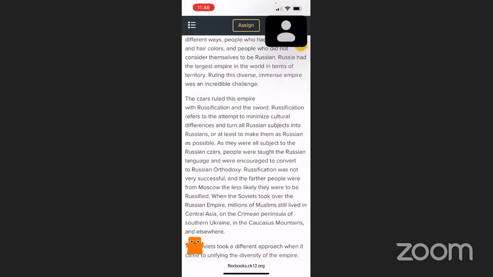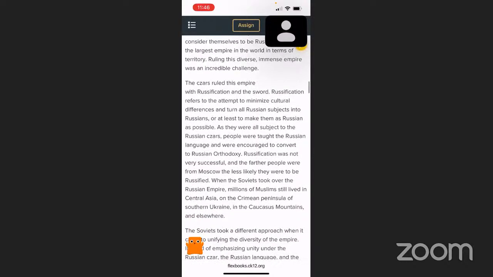Okay. Can you read this one? The Tsars ruled this empire with Russification and the sword. Russification was an attempt to minimize cultural differences and turn all Russian subjects into Russians, or at least to make them as Russian as possible, as they were all subjects of the Russian Tsars. People were taught the Russian language and were encouraged to convert to Russian Orthodoxy.